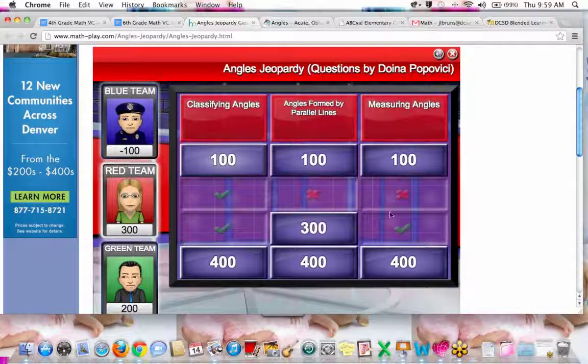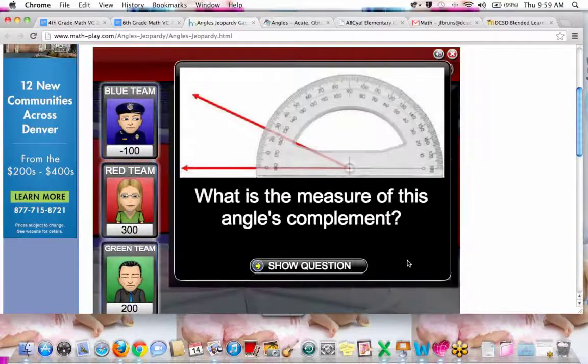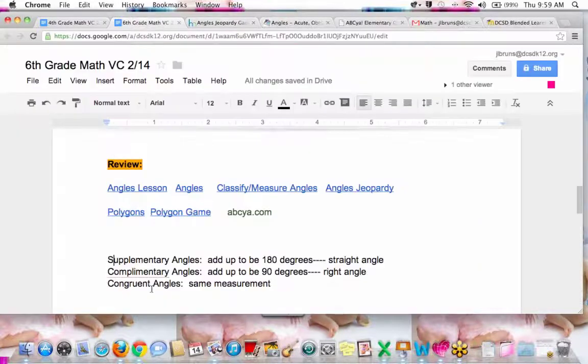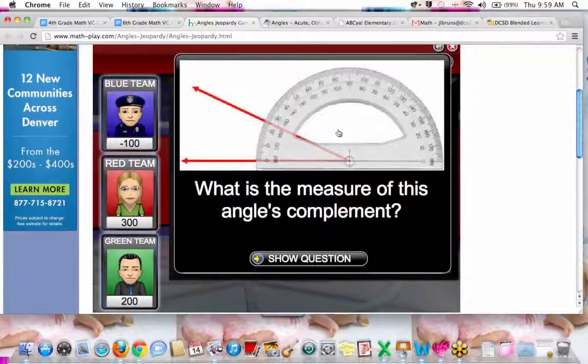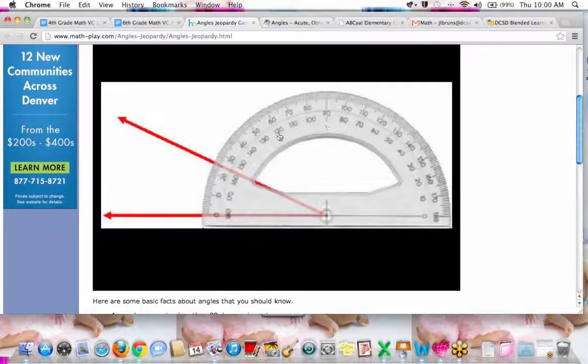Measuring angles for 400. Okay. What is the measure of this angle's complement? So let's go back. Complementary angles add up to be 90 degrees, okay? So now, what would I have to add to this angle? Come on, picture. What do I need to add to this angle to get to 90 degrees? Okay, so take a look.